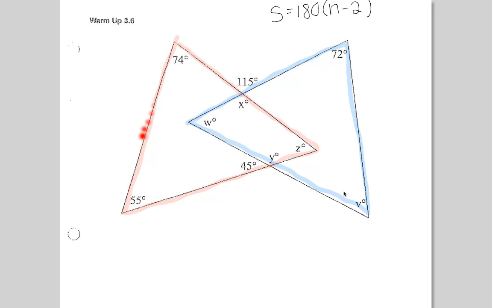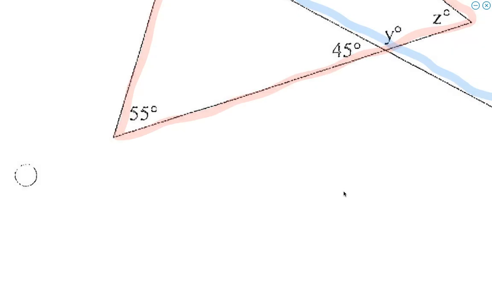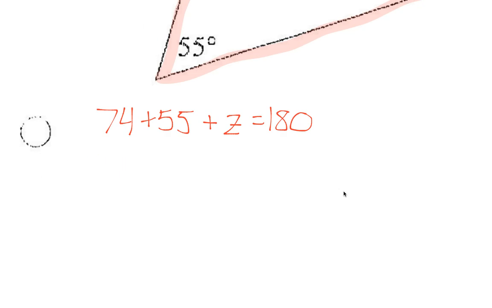So looking at the red triangle, I have 2 of the 3 angles. So that means I can find out the third angle because all 3 of them should add up to 180. So 74 plus 55 plus Z should equal 180. That means that Z equals 180 minus 74 minus 55, 51 degrees.